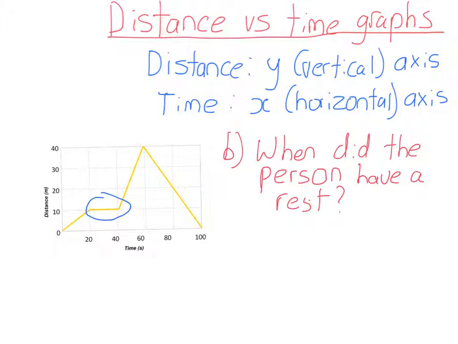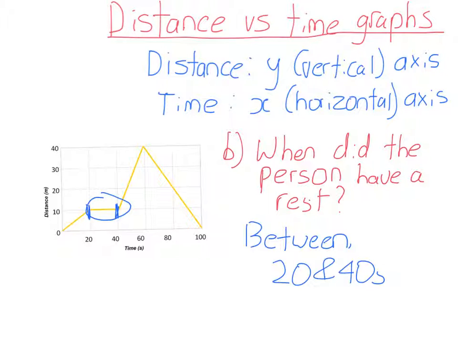So what that means is they've stayed in the same spot for a number of seconds. So here it starts the rest at 20 seconds and finishes at about 40 seconds. So we can just write that this person had a rest between 20 and 40 seconds. So this person had a 20-second rest, okay? So that's what rests look like on distance-time graphs. It's perfectly horizontal lines. All right, fantastic. Let's go on to our next question.